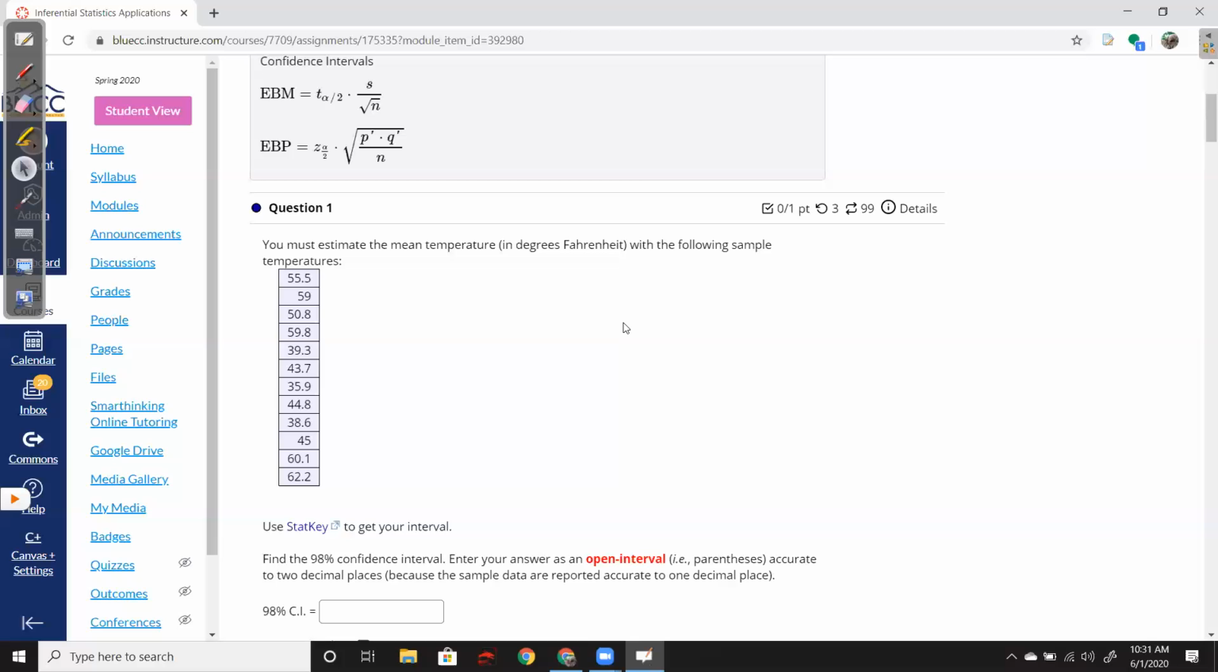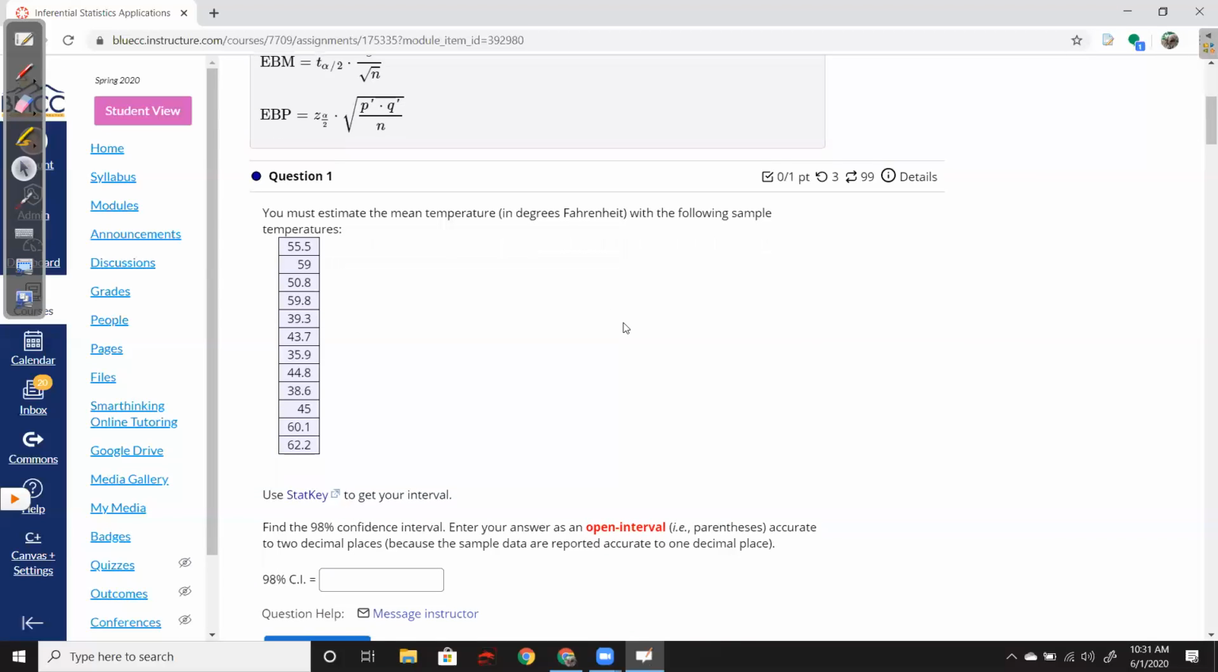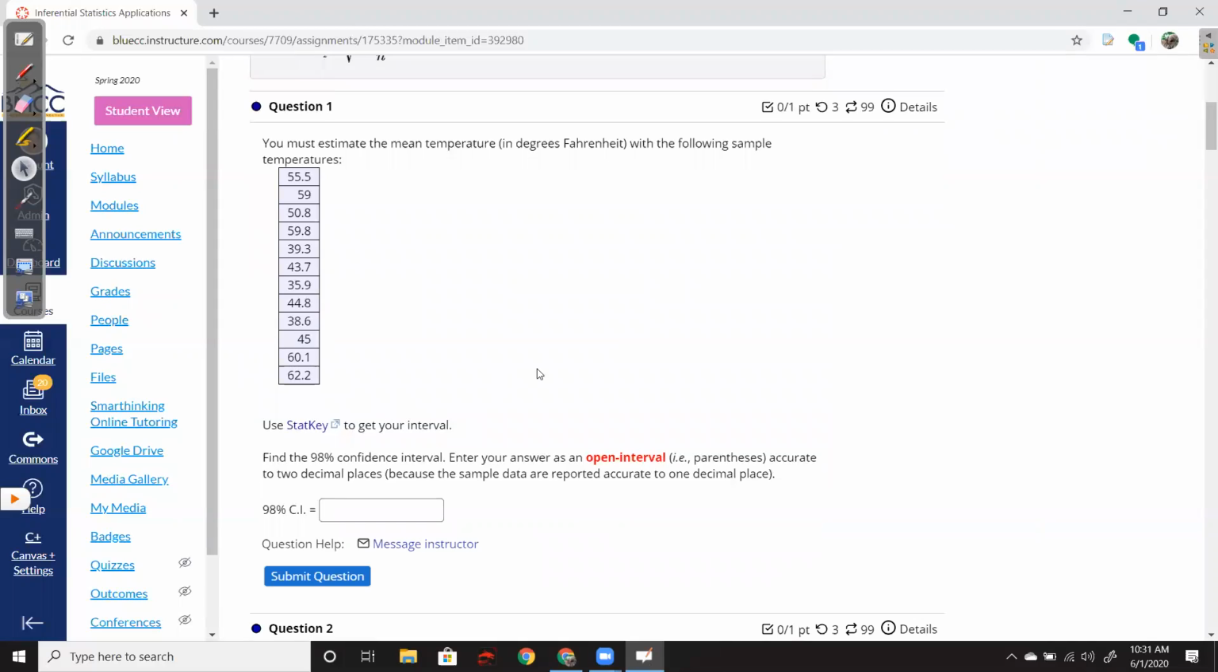So we'll do this in a couple of different ways. We'll do it the StatKey way, and then we'll do it the flowchart way in just a second. My question number one is going to be similar to yours, except you're going to get a different set of temperatures here. So first thing I'm going to do is highlight these, and I'm told down here I want to find a 98% confidence interval. Up here it says you must estimate the mean temperature in degrees Fahrenheit from the following samples. Okay, so we have the temperatures of something, and we want to say, what's going to be the average temperature for whatever we're measuring.